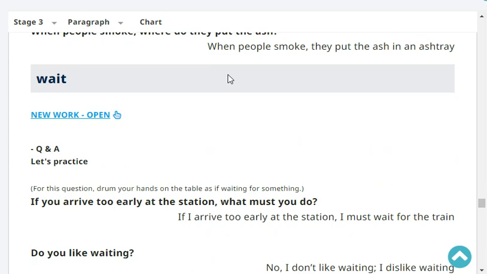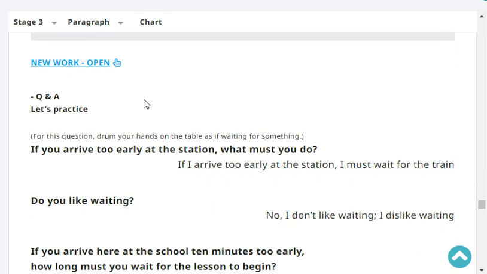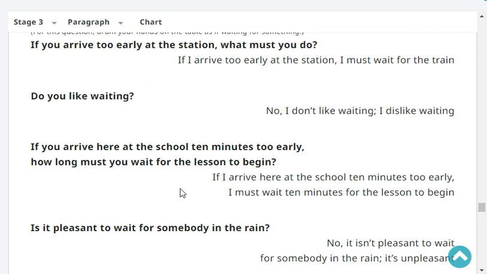If you arrive too early at the station, what must you do? If I arrive too early at the station, I must wait for the train. Do you like waiting? No, I don't like waiting. I dislike waiting.